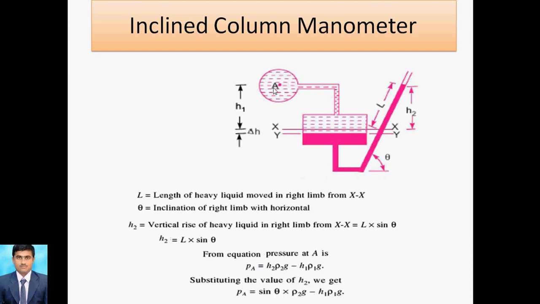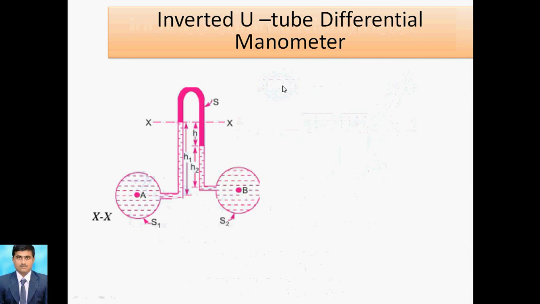So this is the equation for pressure at point A. This is the inclined column manometer. It is used for the smallest change in a manometric fluid. So actually you can measure the pressure at point A. Okay, now next is the inverted U-tube differential manometer.